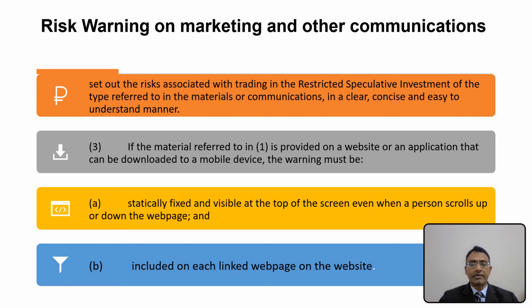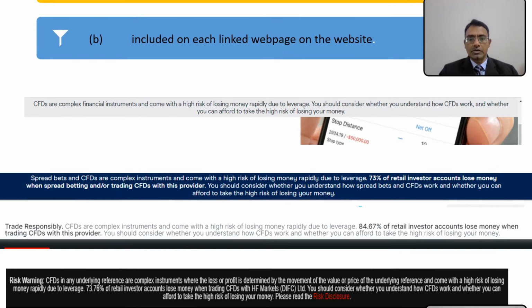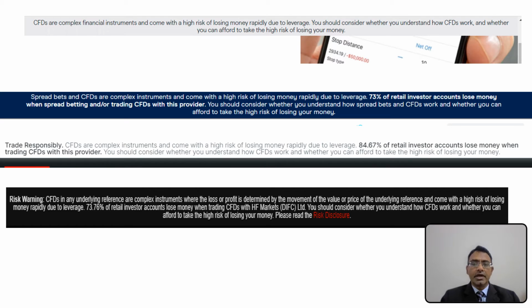So let's look into some examples of the disclosures. Here are a few examples of the disclosures which I picked up from websites. If you look at the second one, spread bets and CFDs are complex instruments and come with a high risk of losing money. It also mentions the percentage of retail investors who have lost money: 73% have lost money. You should consider whether you understand this and whether you can afford to take this high risk of losing money.